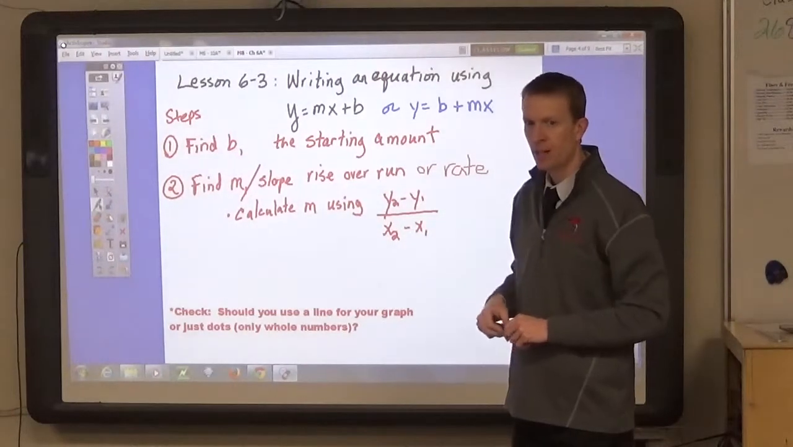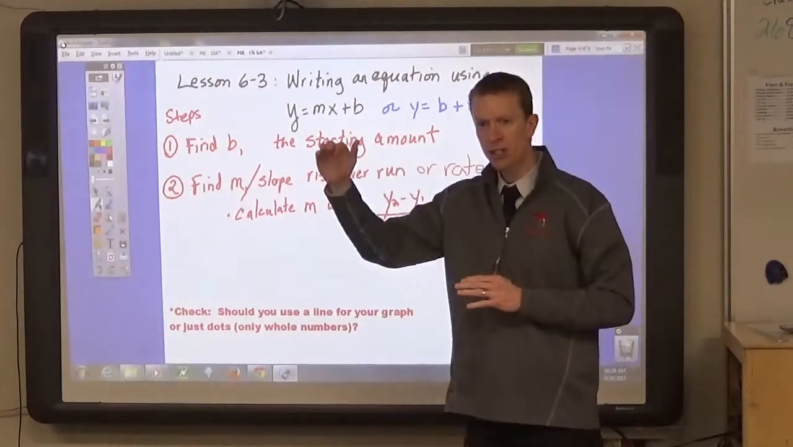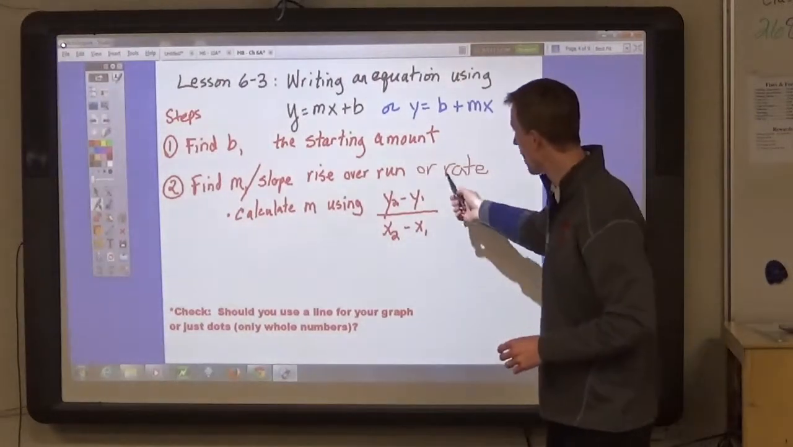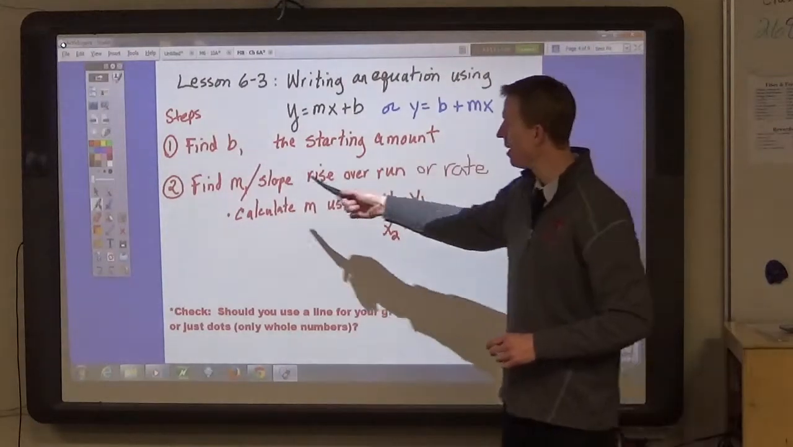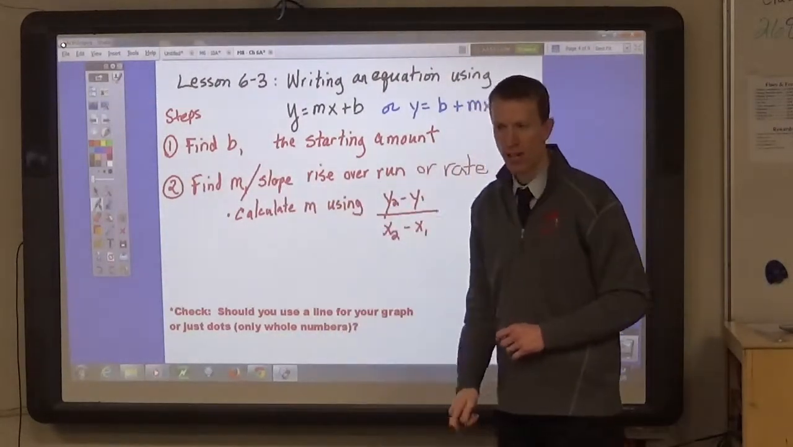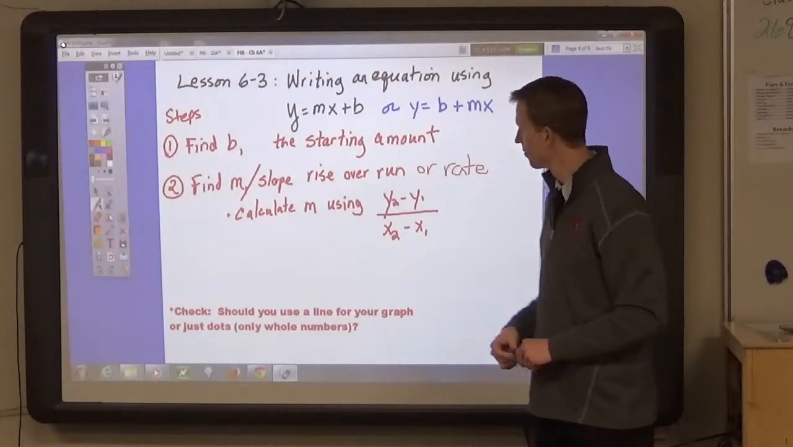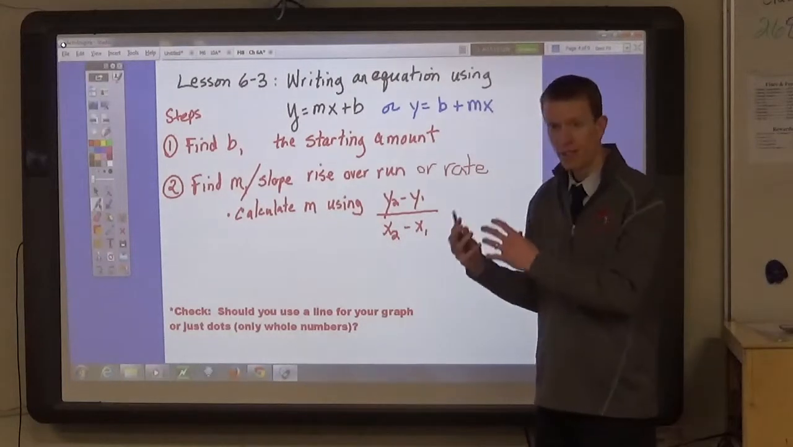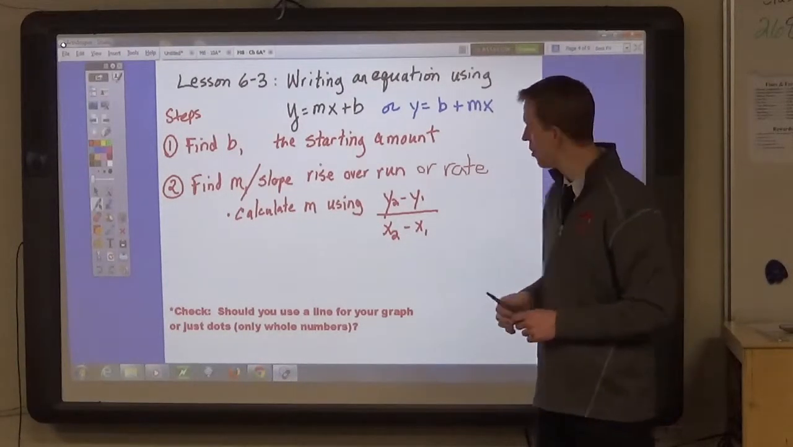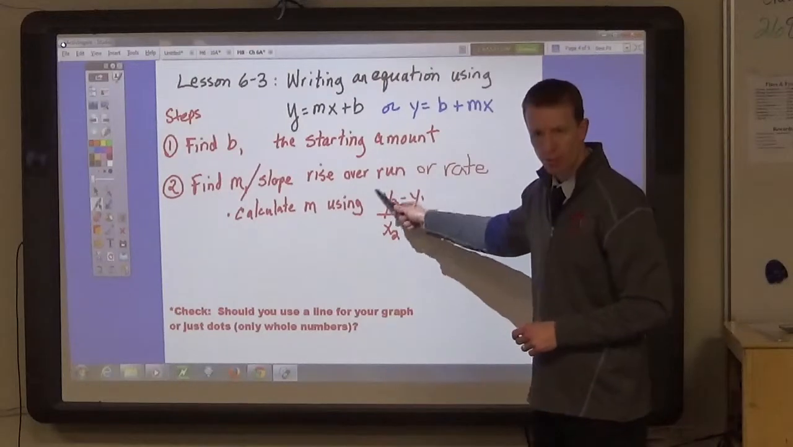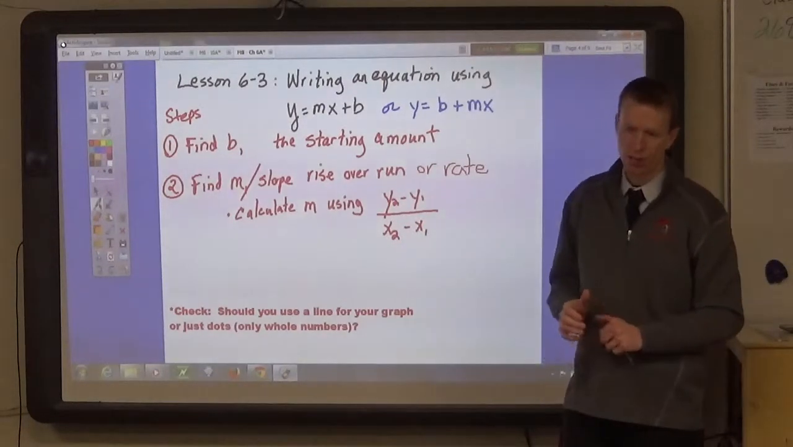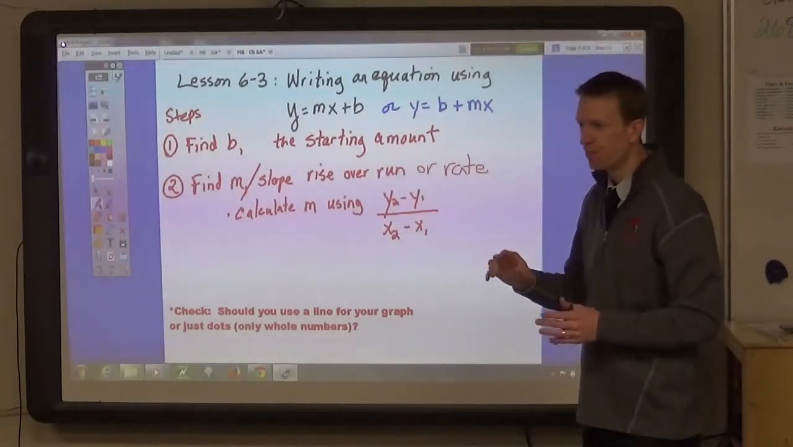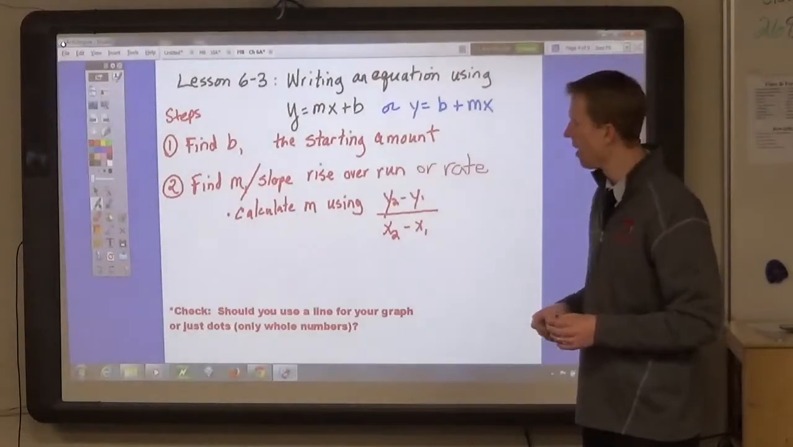Then, as the amount changes over time, or whatever is happening, we call that the rate, and that will be the slope in your equation, m. If they just gave you two points, then you could find the slope by using the slope formula, y2 minus y1 over x2 minus x1. And then once you have m and b, you write it as an equation, y equals mx plus b.